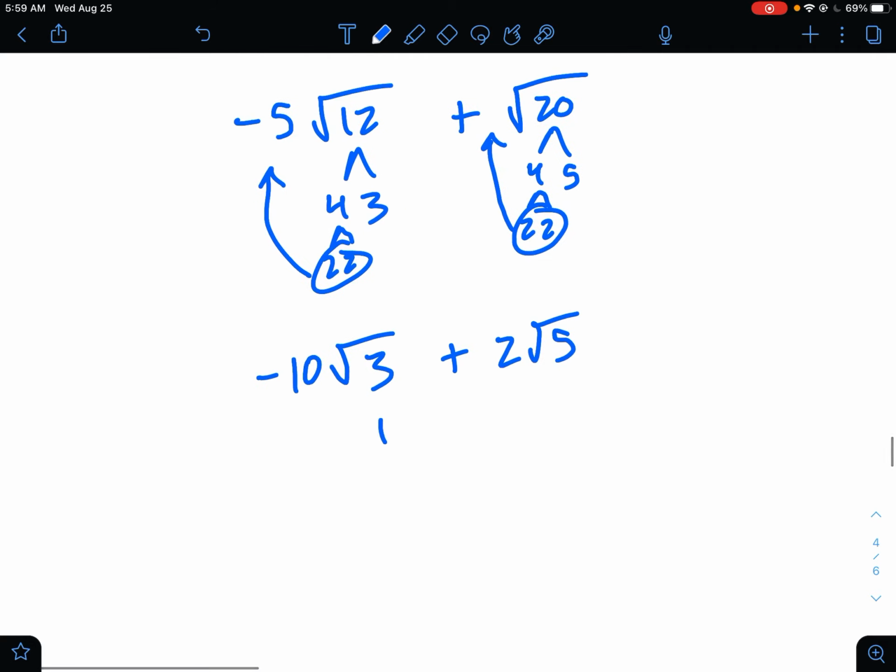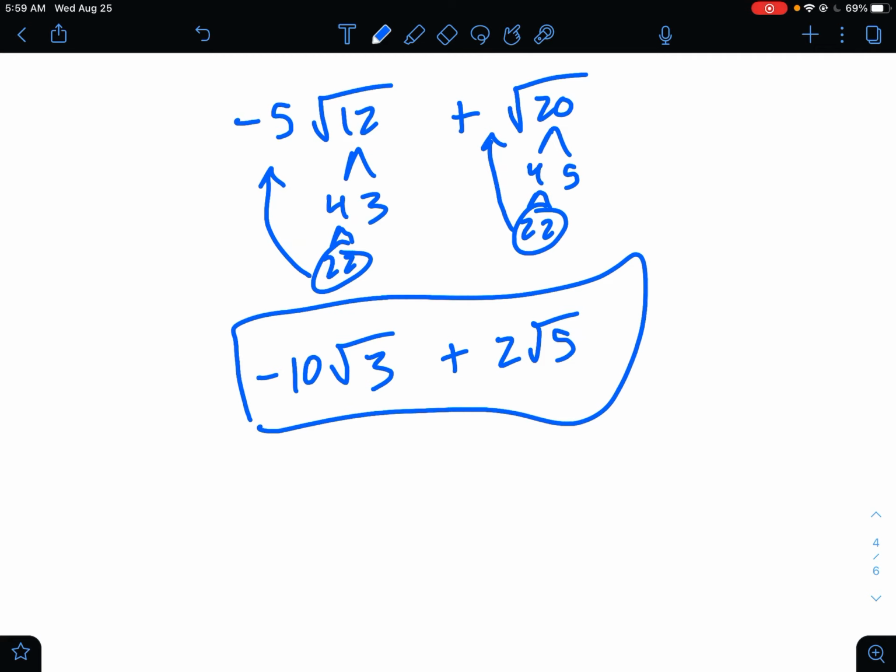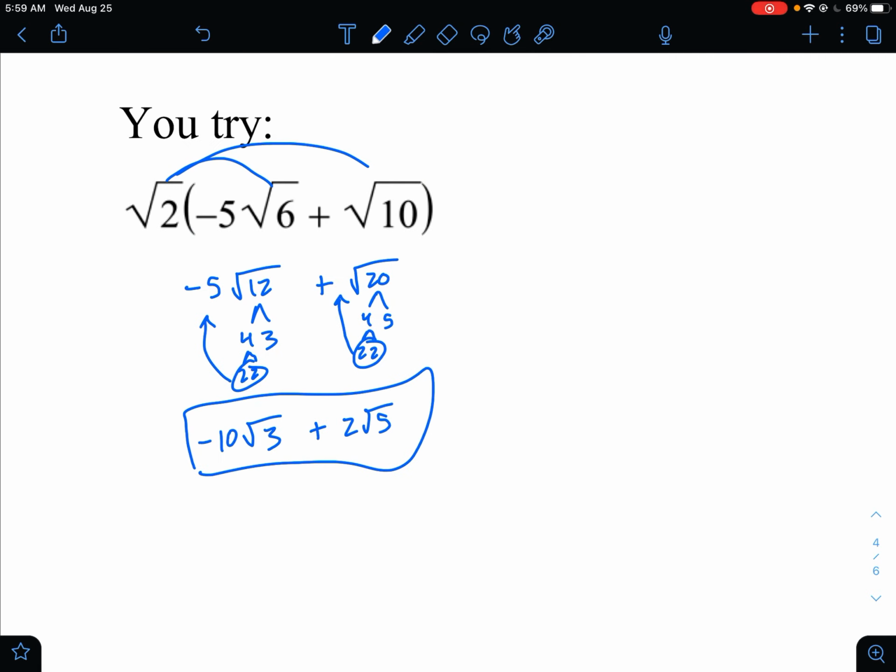These have different radicands, and so they can't combine. And so our problem is done. It looks like this. So there's distribution.